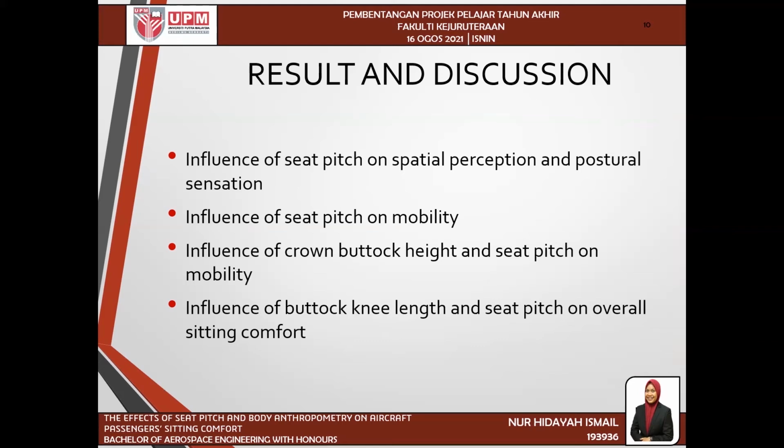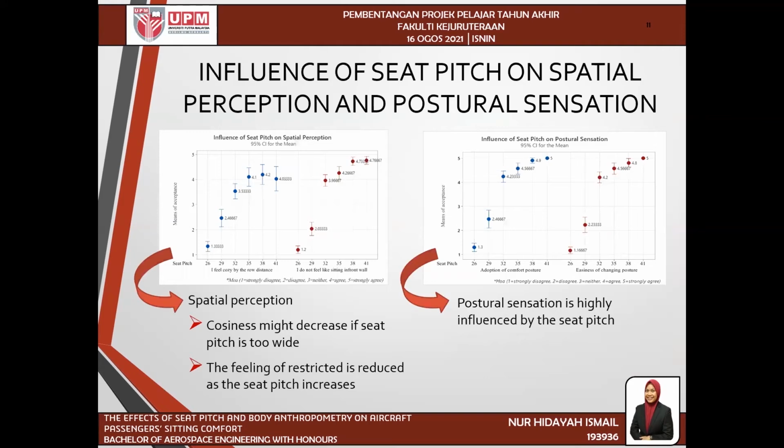And the last one is the influence of buttock knee length and seat pitch on the overall sitting comfort. Here is the first one, the influence of seat pitch on spatial perception and postural sensation. As the figure on the left-hand side shows, the blue result indicates that as the seat pitch increases, the subject's perception of the coziness of the sitting row also increases.